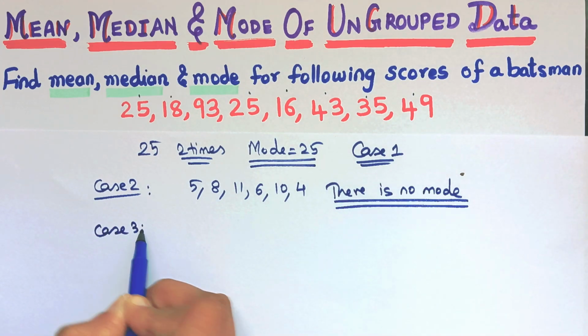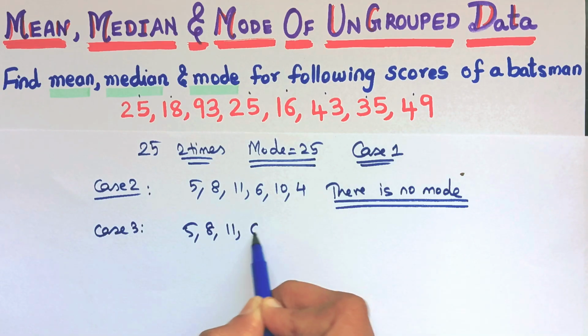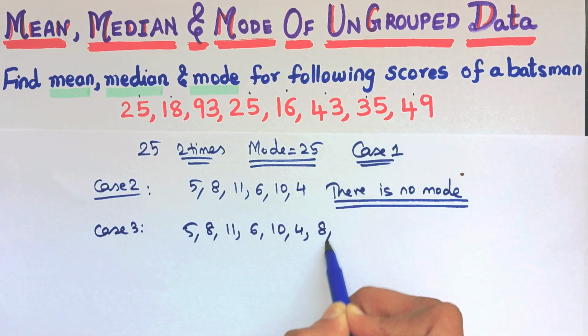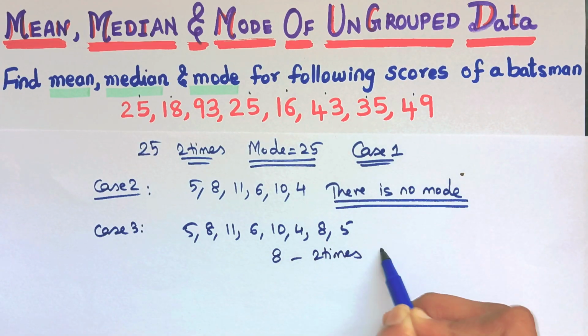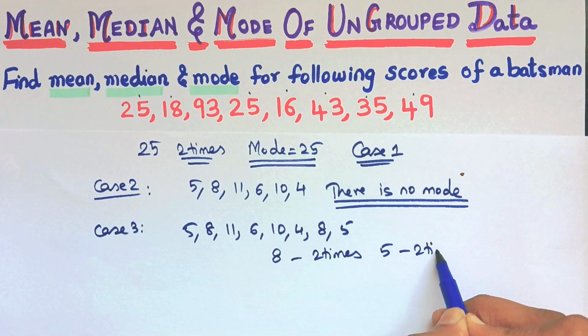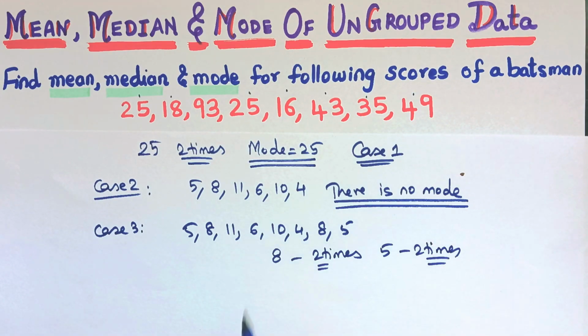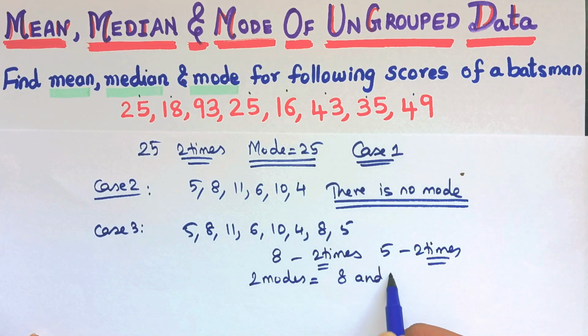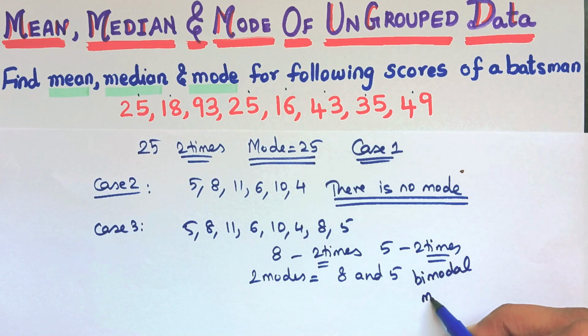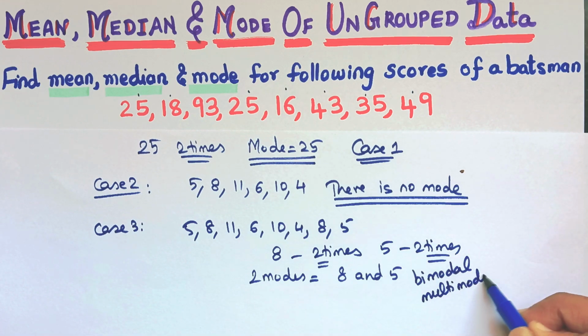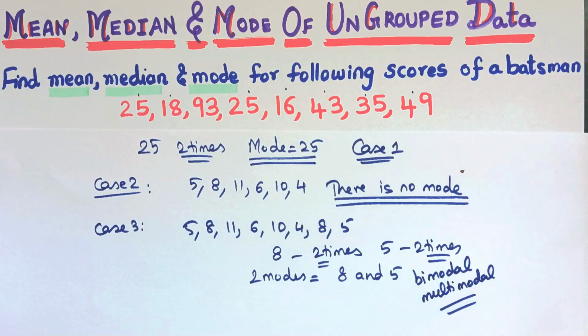Now the third case is, let me take a different set. So here I am adding 2 more observations. Let's find the mode. I can see that 8 is getting repeated 2 times, but 5 is also getting repeated 2 times. Then what is the mode? Well, there will be 2 modes here, friends. One will be 8 and the other will be 5. So this is known as bimodal data. You can have 3 modes also. It will be multimodal data. So this is perfectly fine. So we have discussed all the 3 cases for mode.